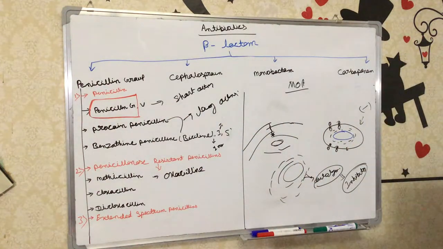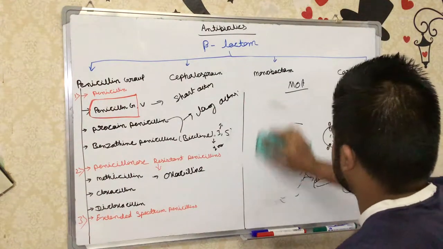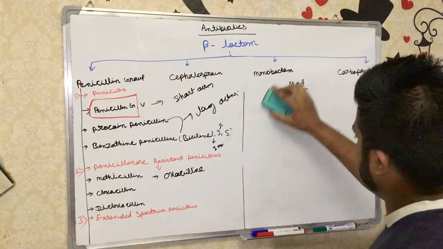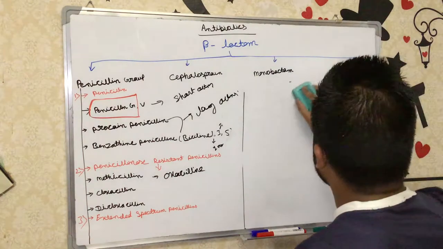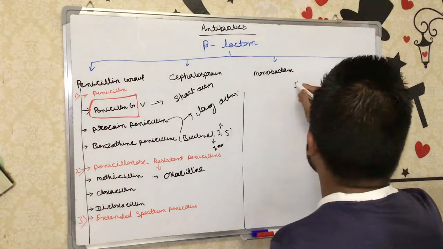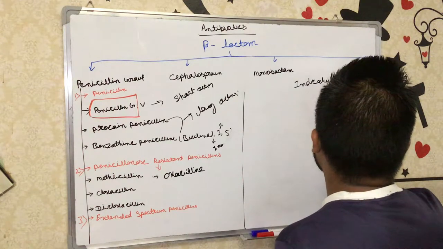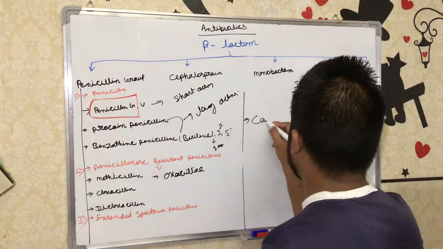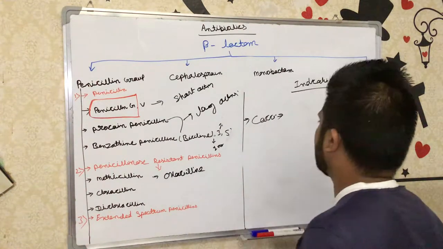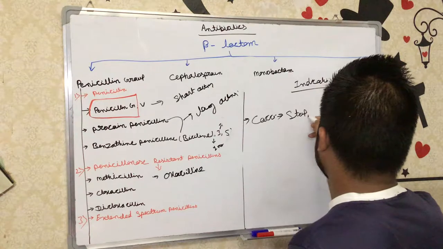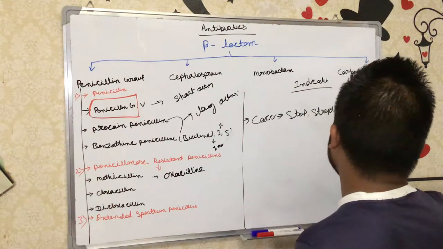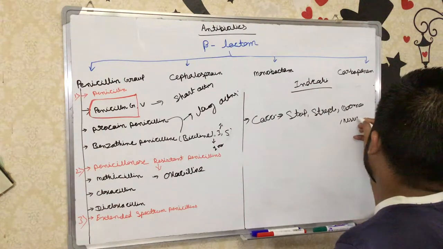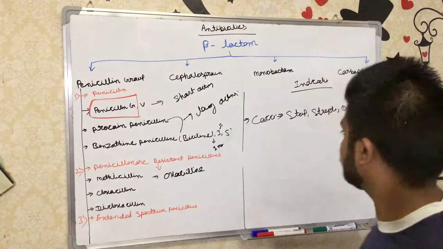Now let's discuss which types of bacteria are sensitive, and then we can think about the indications. Before the indications, I will talk about the bacteria. First, cocci for penicillin, like staphylococci, streptococci, gonococci, Neisseria meningitidis and Neisseria gonorrhoeae, or pneumococci.